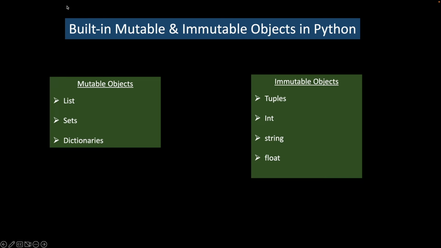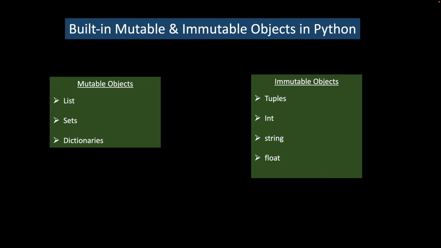Hi everyone, now let's get started with mutable and immutable objects in Python. When we say an object is mutable in Python, that means the internal state of that object can be changed. And what is this internal state?